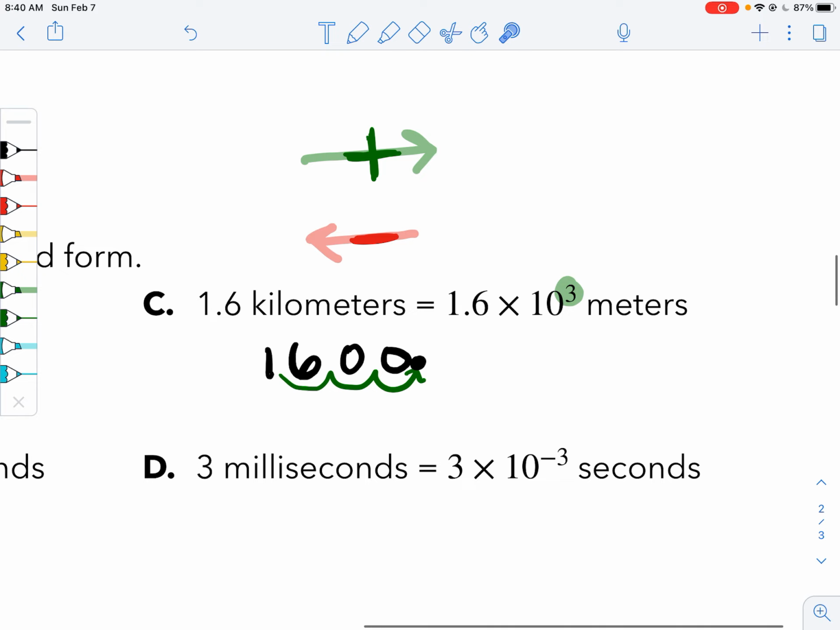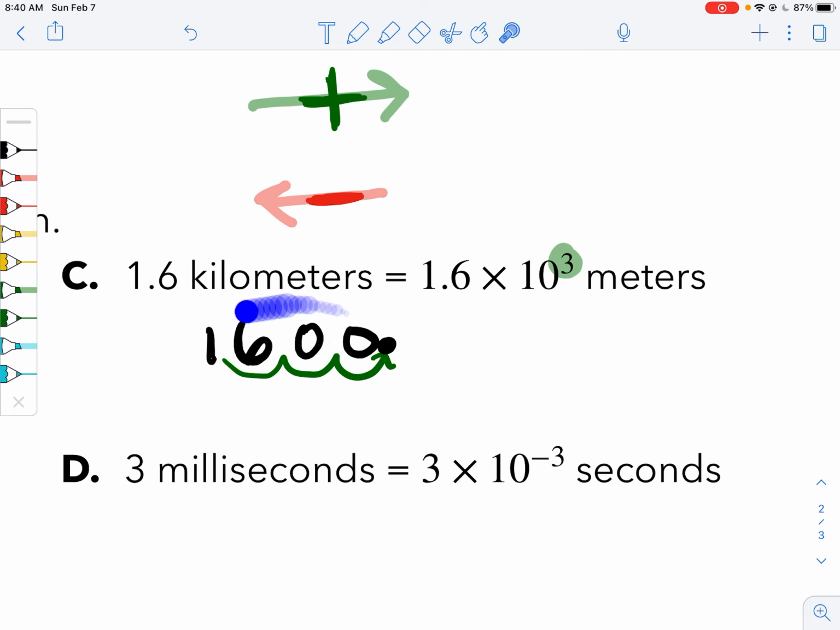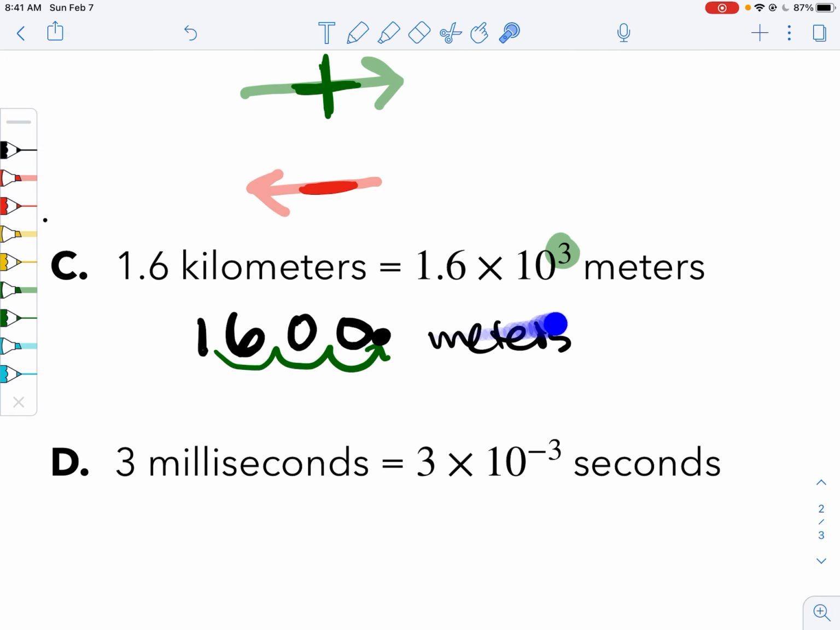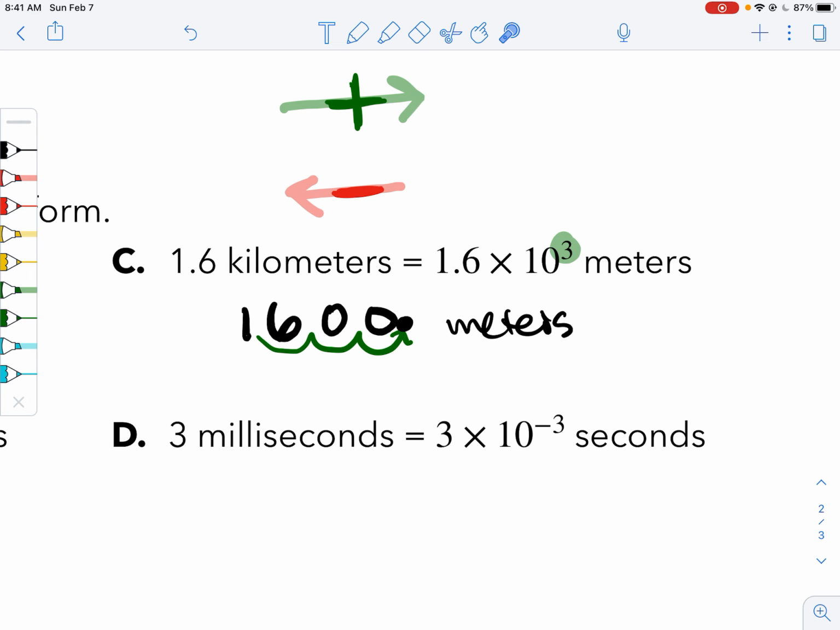Oh, we moved it 3 places to the right, but we don't have 3 zeros anymore. We only have 2 zeros. That's because this 6 is substituting for a 0. So 1.6 kilometers is 1,600 meters. Oh, I haven't been filling in our units, you guys. Bytes, seconds, meters. 1,600 meters is just shy of a mile. Fun fact. Okay, since we had a positive 3, we move to the right 3 places.